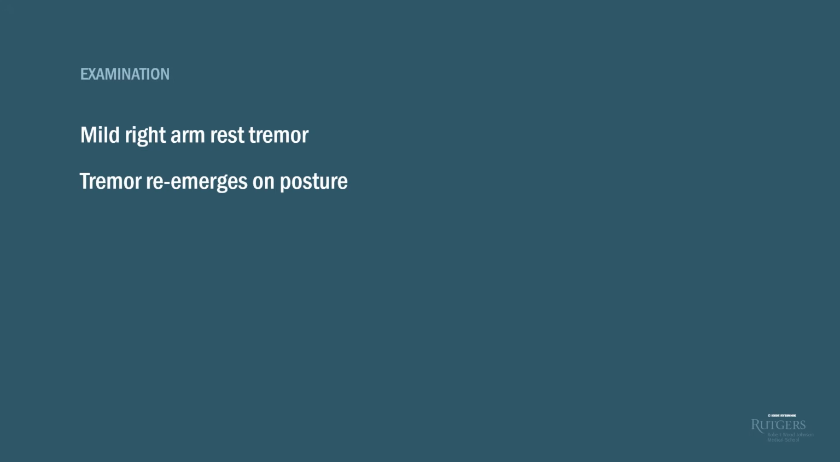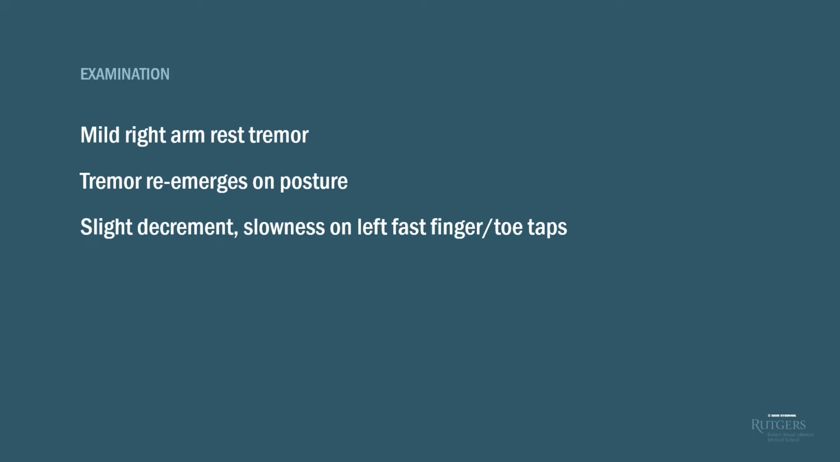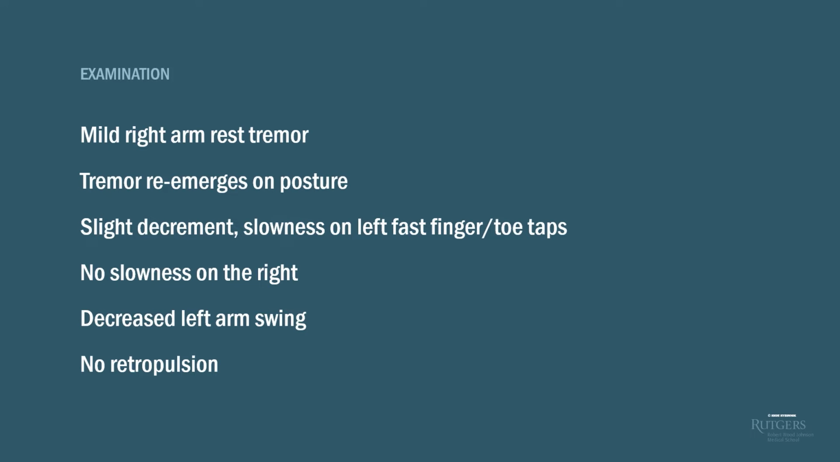Okay, back to our patient. Observation at rest revealed a mild right arm rest tremor. When holding posture, the tremor seems to disappear for a moment, but then reemerges. Rapid alternating movement testing showed a slight decrement in slowness on the left finger and toe taps. There was no slowness on the right side. Gait was generally normal, except mildly decreased left arm swing. Pull test was normal. There was no retropulsion.